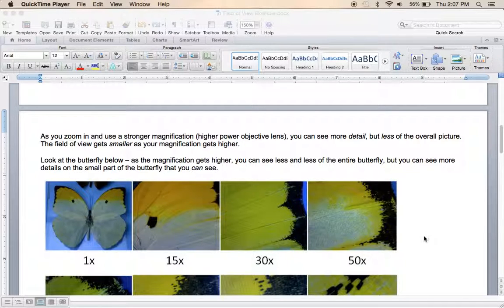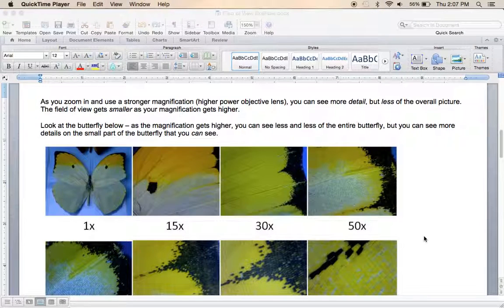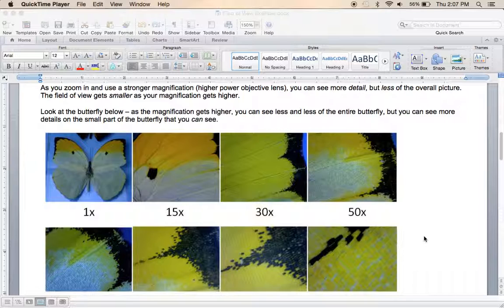As you're zooming in on the microscope with a higher power objective lens, as you go from 4 to 10 to 40 to 100, you're getting a stronger magnification. Because of that, you can see more detail in what you're looking at, but you're going to see less of the overall picture. What that means is that the field of view is going to get smaller as your magnification gets higher or stronger.